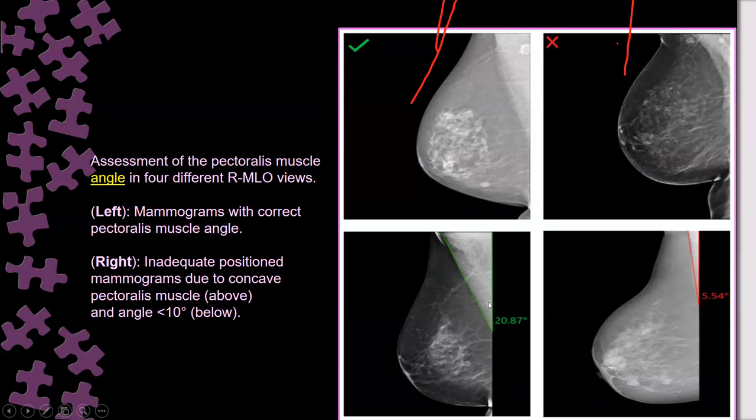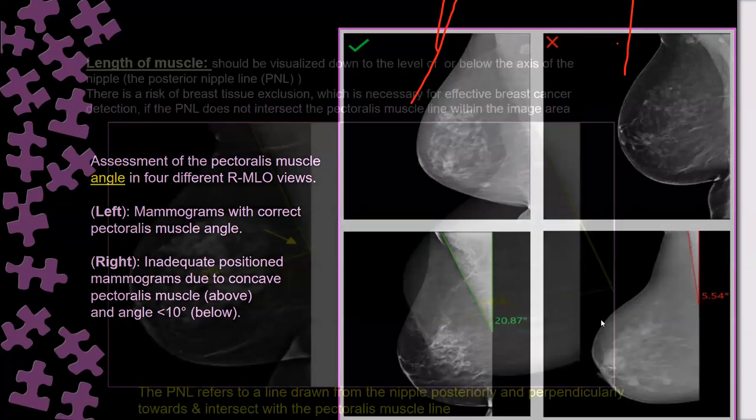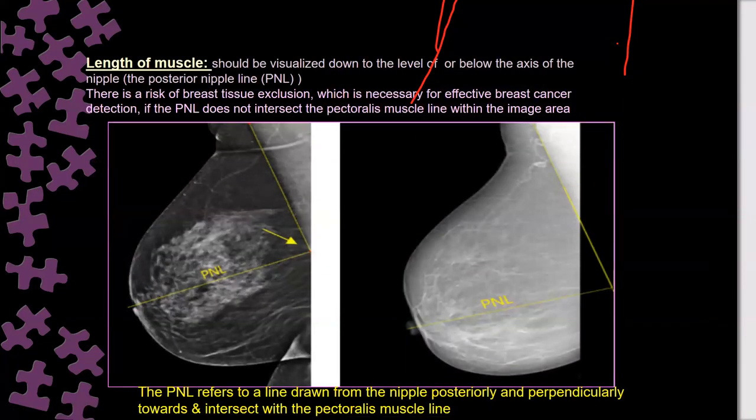So those are correct pectoralis, those are inadequate pectoralis. Okay, here, the posterior nipple line or pectoral nipple line. Can you see it here? It transects the pectoralis line. Even if I could not see the end of the pectoralis, being transected is accepted. It is accepted because it transects this one at a perpendicular angle.